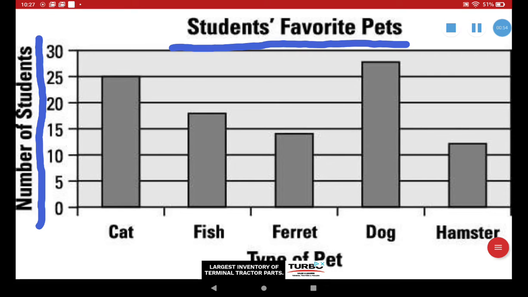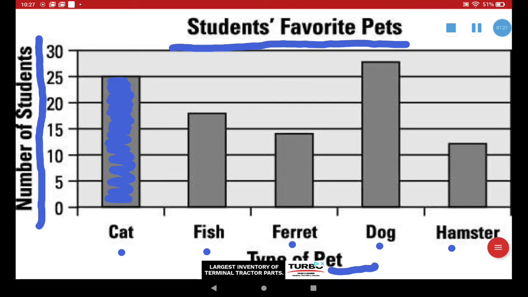The X axis has the type of pet. My ad's getting in the way down here, but it shows the type of pet. We have a few different types of pet: cat, fish, ferret, dog, and hamster. All right, if I'm looking at this, I need to interpret it. The bar represents how many students answered to that question.